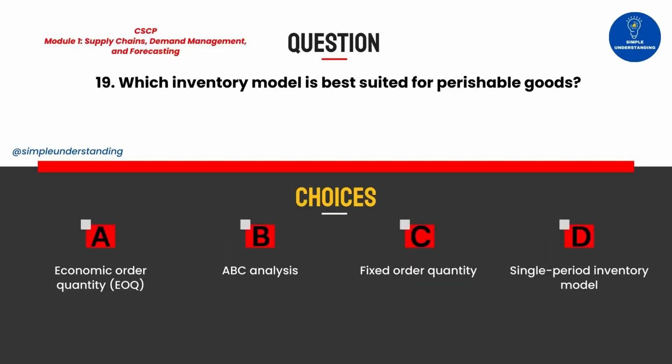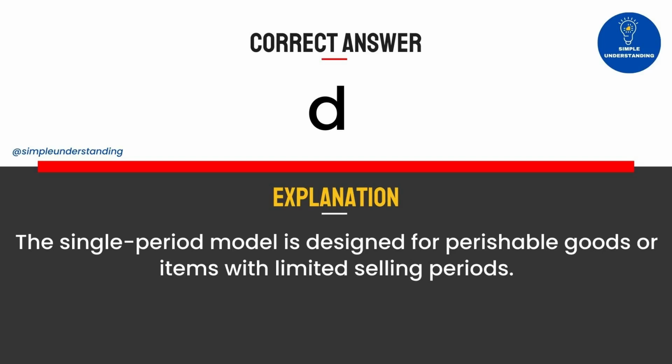19. Which inventory model is best suited for perishable goods? A. Economic order quantity (EOQ). B. ABC analysis. C. Fixed order quantity. D. Single period inventory model. Correct answer: D. Explanation: the single period model is designed for perishable goods or items with limited selling periods.